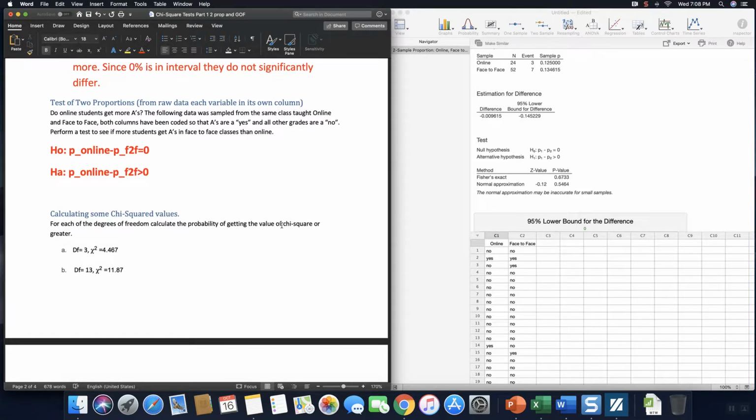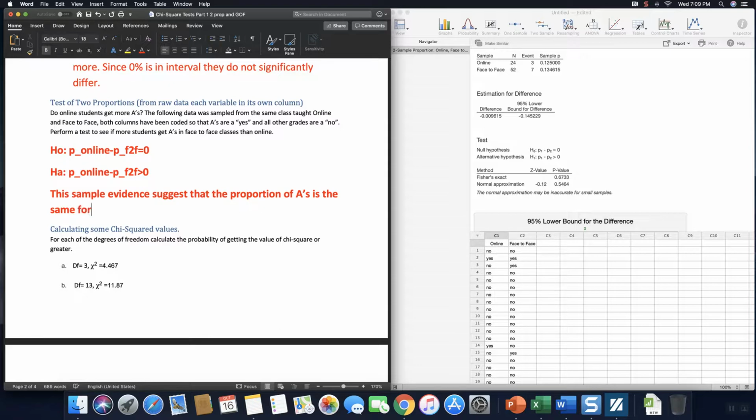So I want to say there is, now let's just say this sample evidence suggests that the proportion of A's is the same for both online and face-to-face courses. Which is good, because you don't want to have them be different.